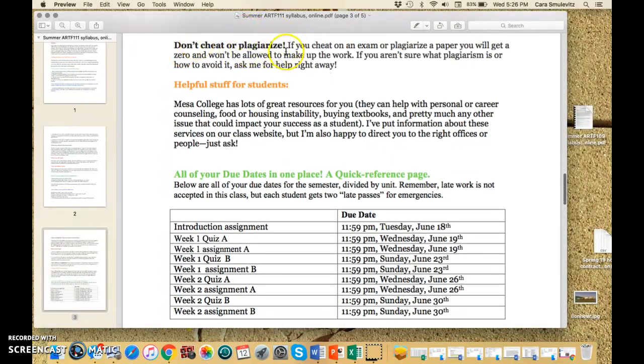And of course, don't cheat or plagiarize. That I think is obvious, but I do have a plagiarism checker in the online class that's going to automatically scan your papers, and I'll of course check them by hand as well.